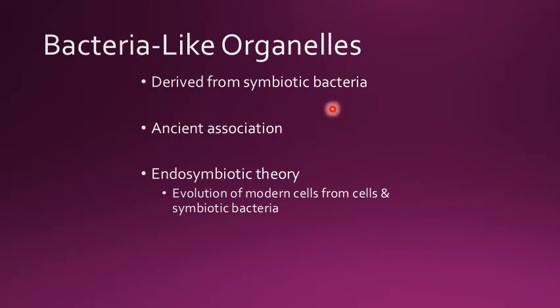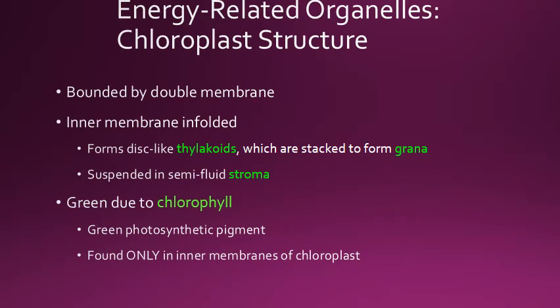Bacteria-like organelles are derived from symbiotic bacteria, possibly. This is evolutionary theory, and they have an ancient association comprised through the endosymbiotic theory, which we'll talk about after we talk about the organelles. There's chloroplasts. They're bounded by a double membrane. The inner membrane is folded in and forms disc-like shapes called thylakoids, which are stacked into grana, and they're in a semifluid called stroma.